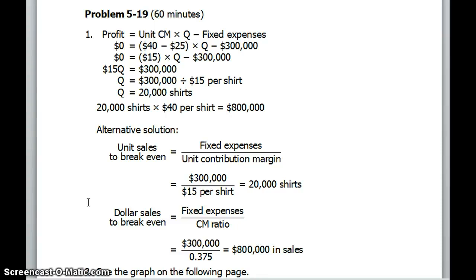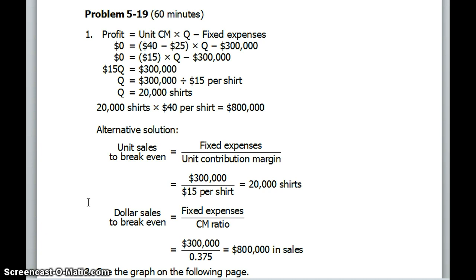We will now discuss the solution to problem 5-19 on page 219 of the textbook. Problem 5-19 deals with a company named Shirts Unlimited, which operates a chain of shirt stores that carry many styles of shirts that are all sold at the same price.